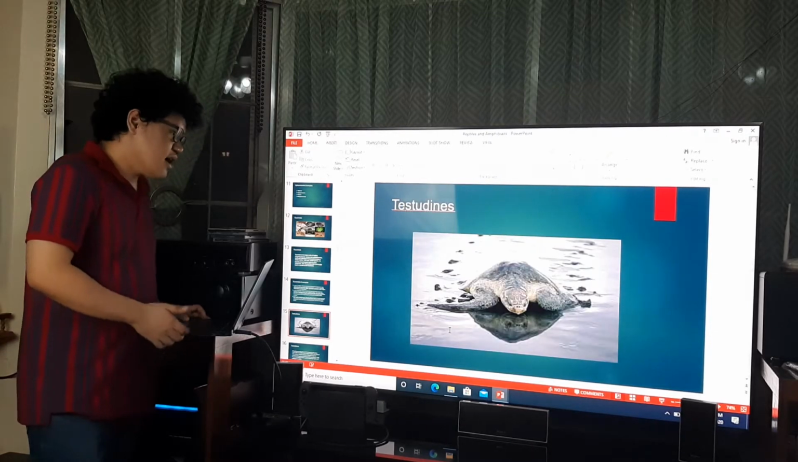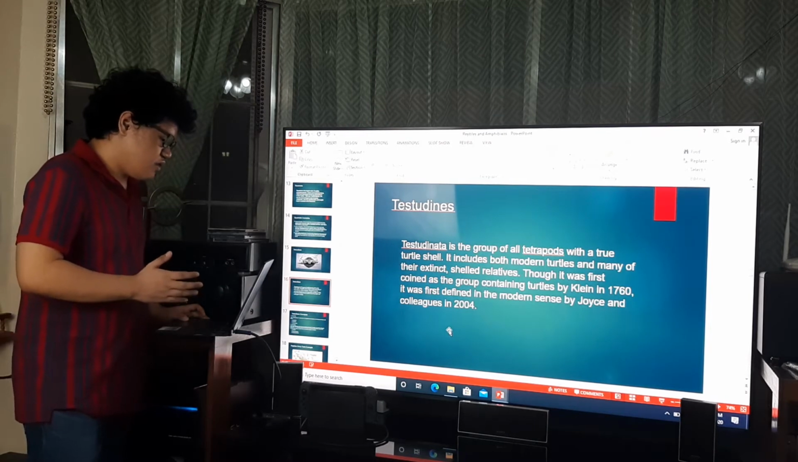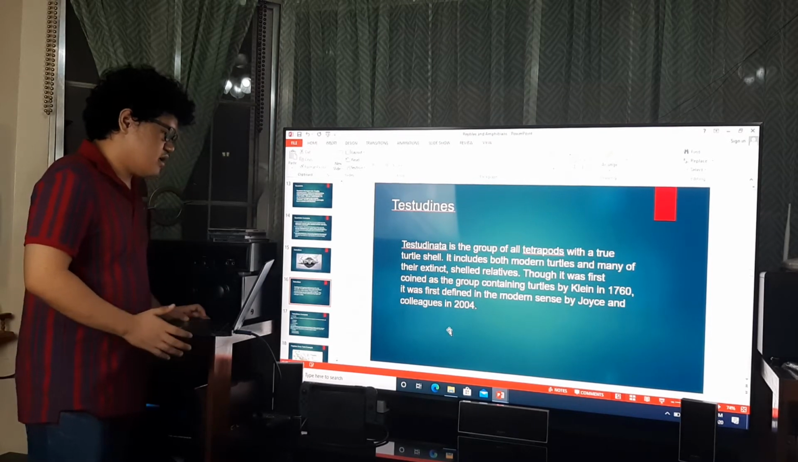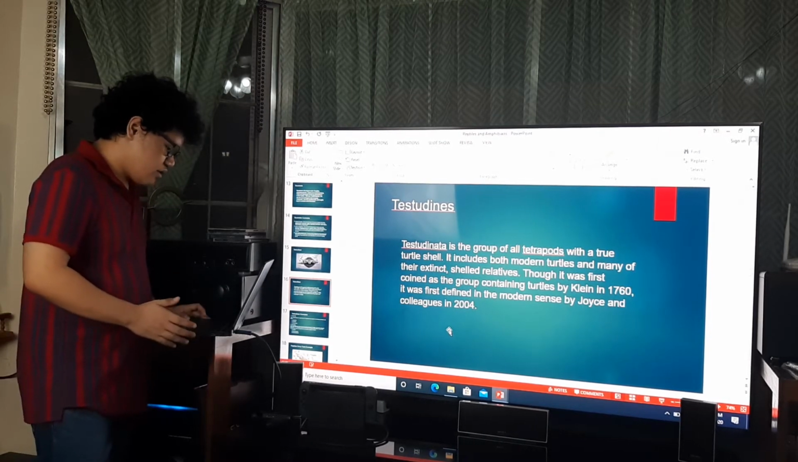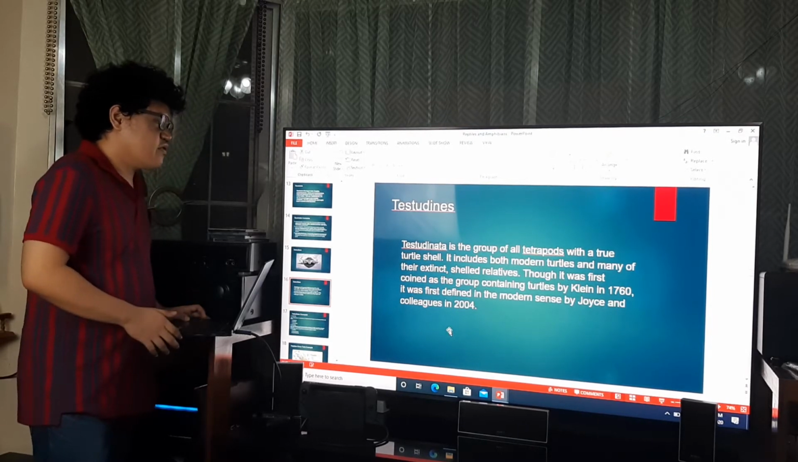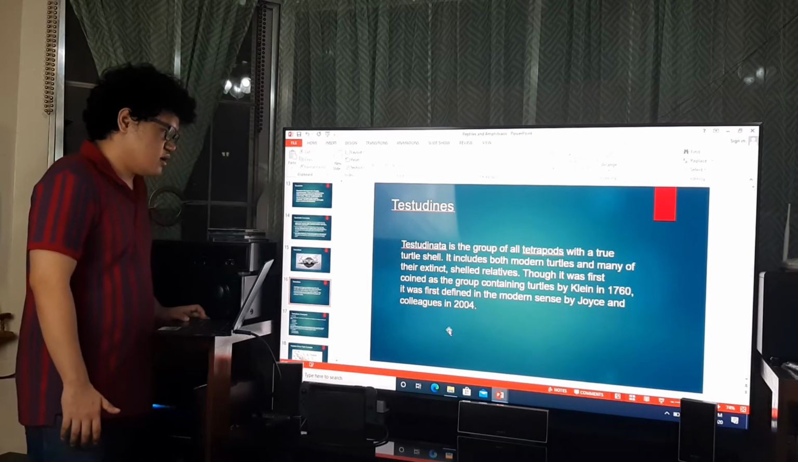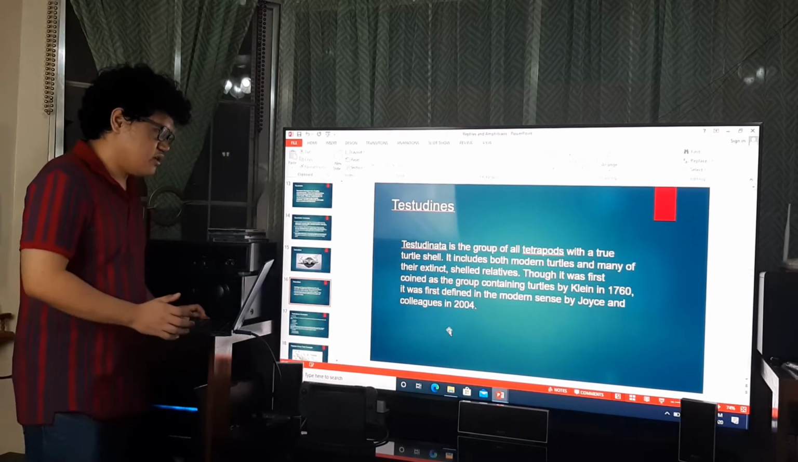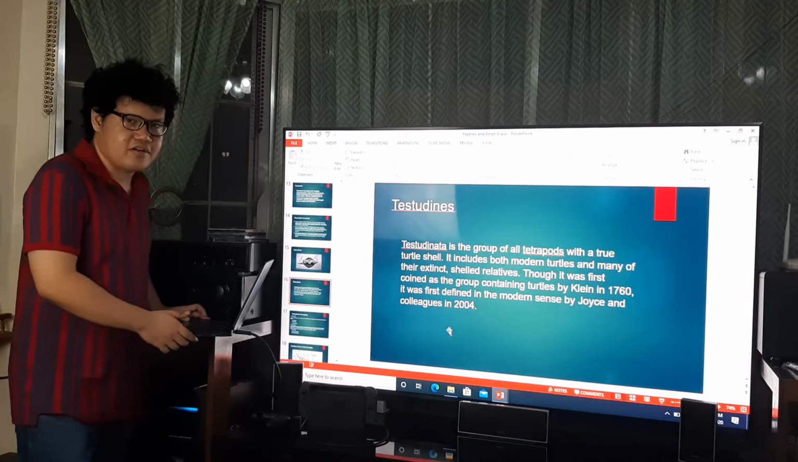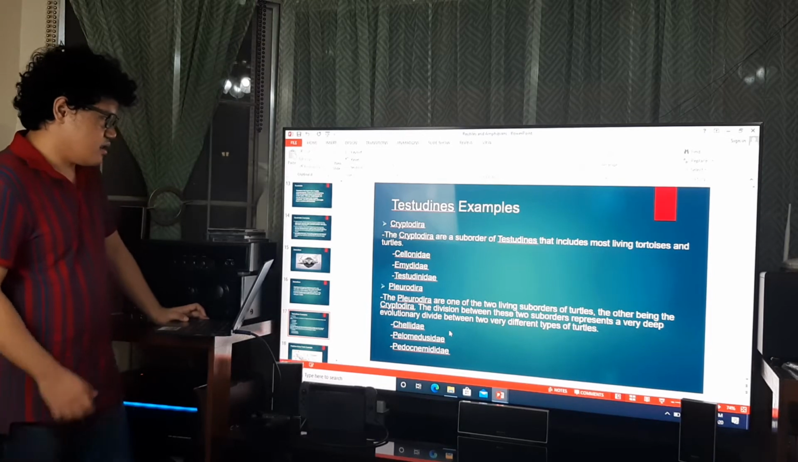And Testudines. Testudinata is the group of all tetrapods with a true turtle shell. It includes both modern turtles and many of their extinct shelled relatives. Though it was first coined as the group containing turtles by Klein in 1760, it was first defined in the modern sense by Joyce and colleagues in 2004. Here are examples of Testudines.